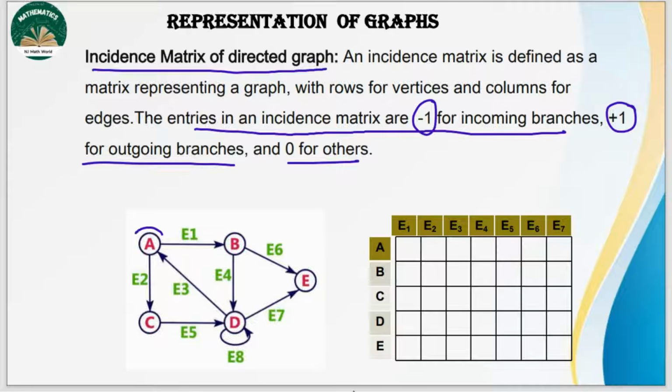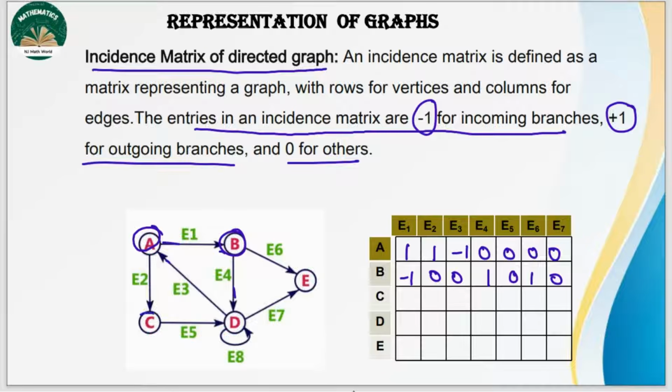So here we'll take for A. For A, E1 and E2 are going out. So if it is going out, it is 1. And E3 is coming in. If it is coming in, it is -1. The remaining edges are not there, so it will be 0. Then for B, E4 and E6 are going out. Then E1 is coming in, which is -1. There are only 3 edges connected, so the remaining ones will be zeros.